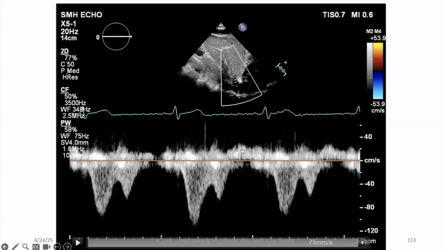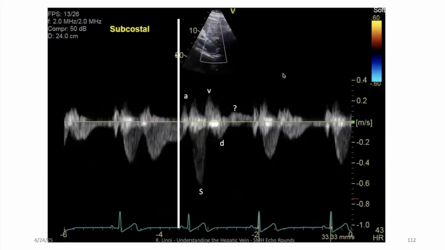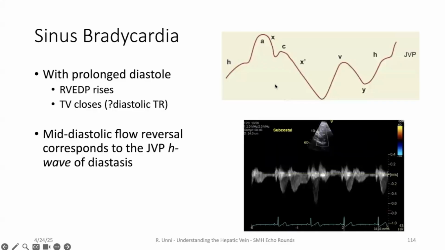What could this be? Well, it turns out if you are bradycardic with prolonged diastole, your RV has had time to fill. Now the RV pressure starts to rise. Your tricuspid valve might close early. Sometimes you can see diastolic TR. But that late diastolic flow reversal actually corresponds to the J wave or the H wave in the JVP. For the cardiology residents out there, the forgotten H wave of the JVP, that's diastasis. And so that late diastolic wave is common when you're interrogating bradycardic patients.